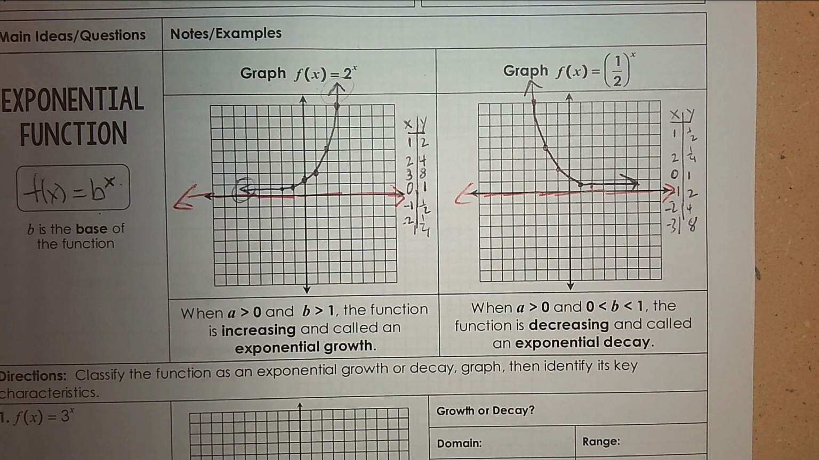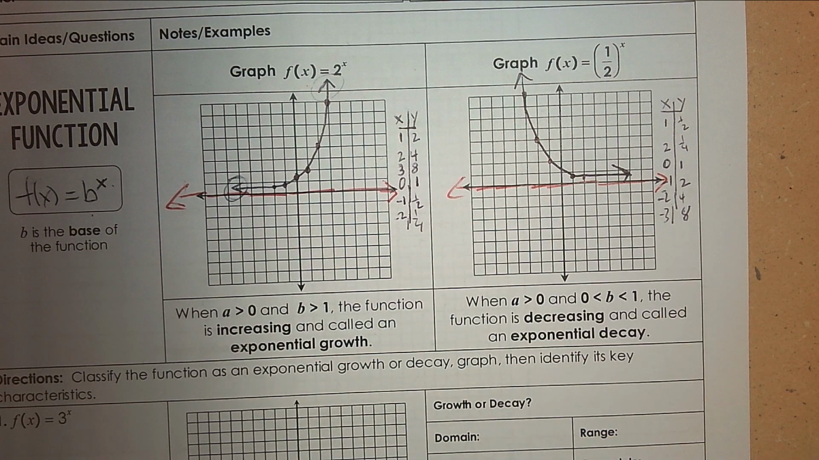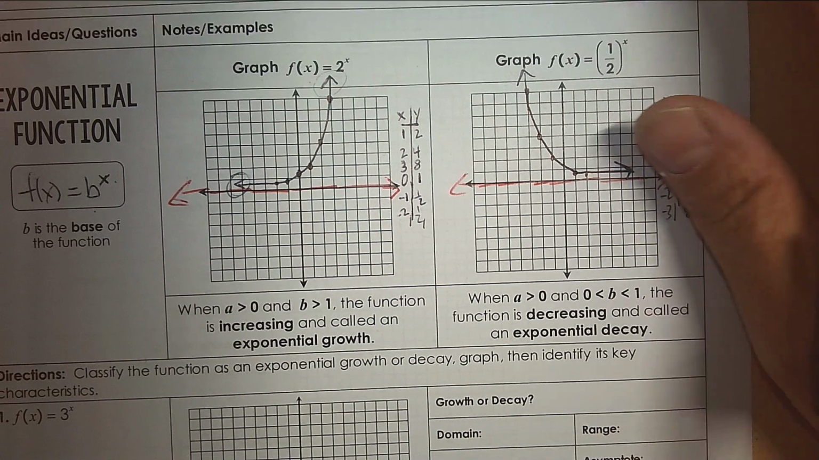Do you see the difference between left and right? What made one grow? What was the difference between the two equations? They both have x in the exponent. What made one grow? And what made one decay? The base. So what are you learning about the base? If the base is bigger than 1, it's going to grow. And if the base is between 0 and 1, it's going to decay. Got it? Okay. Let's look.